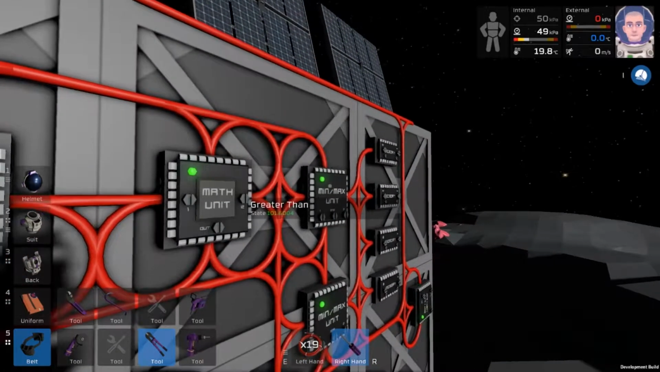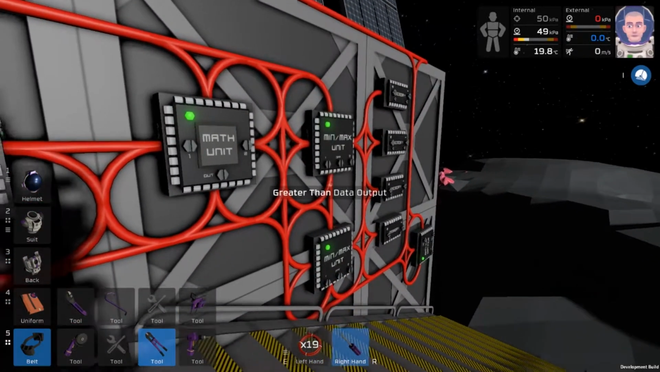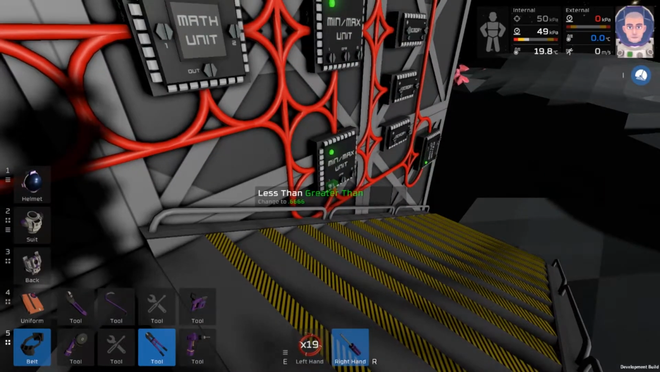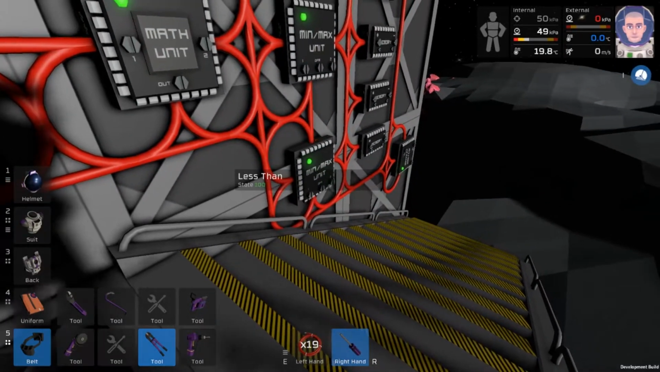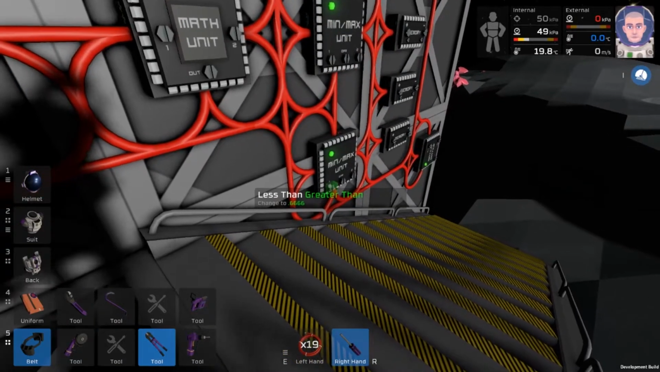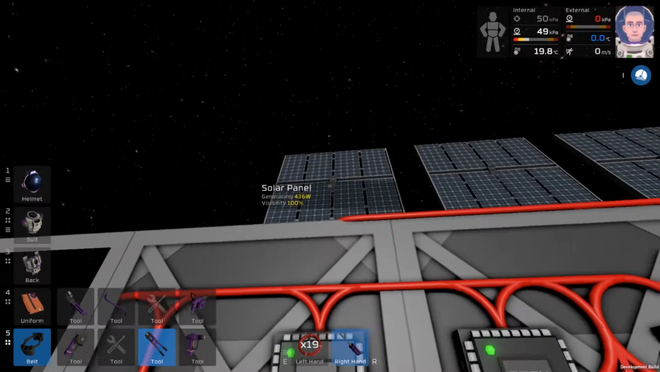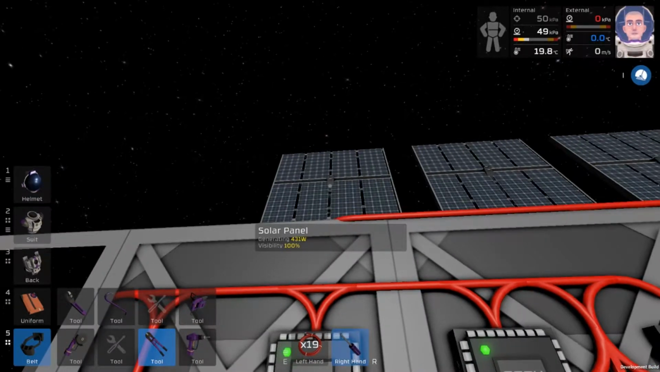See how this is now greater than 100? Well, its output is actually going to stop at 100, okay? And the same thing with a negative. So it'll stop it at 100%. And there's a reason for this.